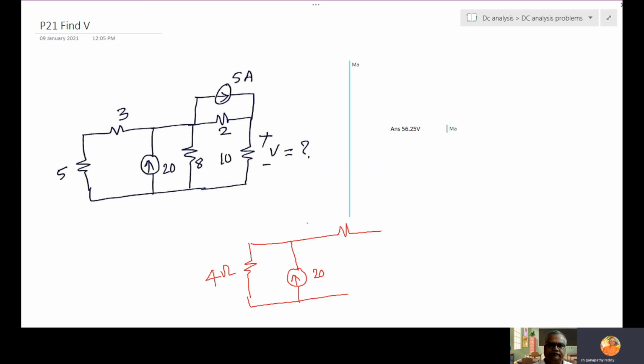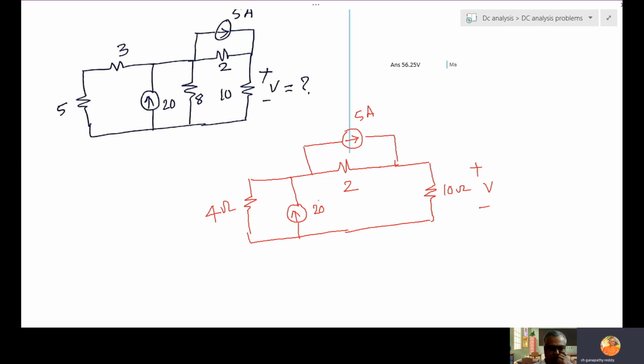And this is as it is. Ten ohms. This V we have to find. This is 2, and this current of 5 amps. Now two current sources in series. You can't add. The source transformation properties are important. Two current sources in series we should not add.